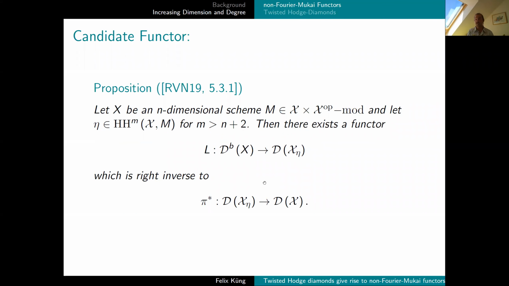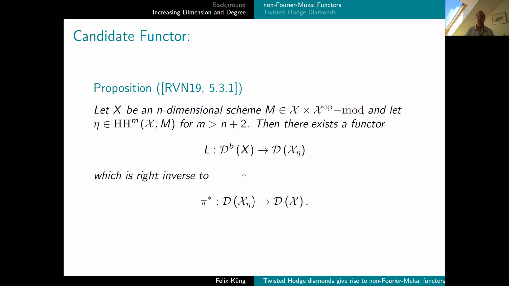So if you have an n-dimensional scheme and you have a bimodule, then you can deform. You can take your X_eta, you can construct it, and you actually get a functor from the derived category of your scheme into this derived category of an A-infinity category. And this is a right inverse to the projection, but due to that, there should be no way at all that this thing is actually dg. And that's essentially the idea. This L is a functor that is non-dg, and we will use that.